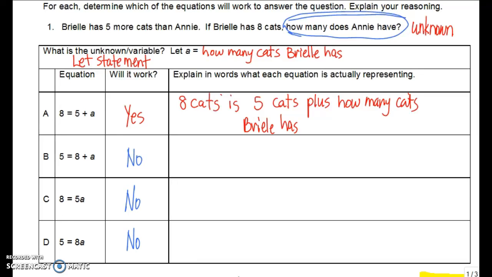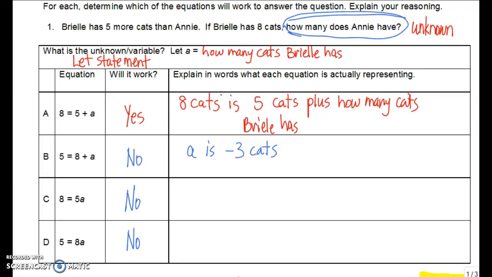And the reason none of these work is that they've taken the terms 8, 5, and A and juggled them around. So 5 equals 8 plus A. This is 5 cats equals 8 cats plus A. So A would be -3 cats. And there is no such thing. And I'm just talking now. You don't need to write all of this down.